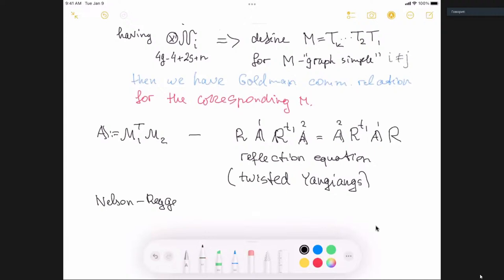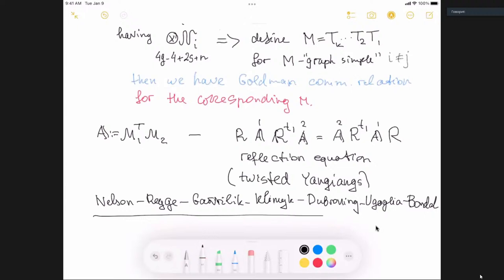Nelson, Regge, Gavrilik, Klimek, de Bruyne, Ugaglia, Bondal, algebra.